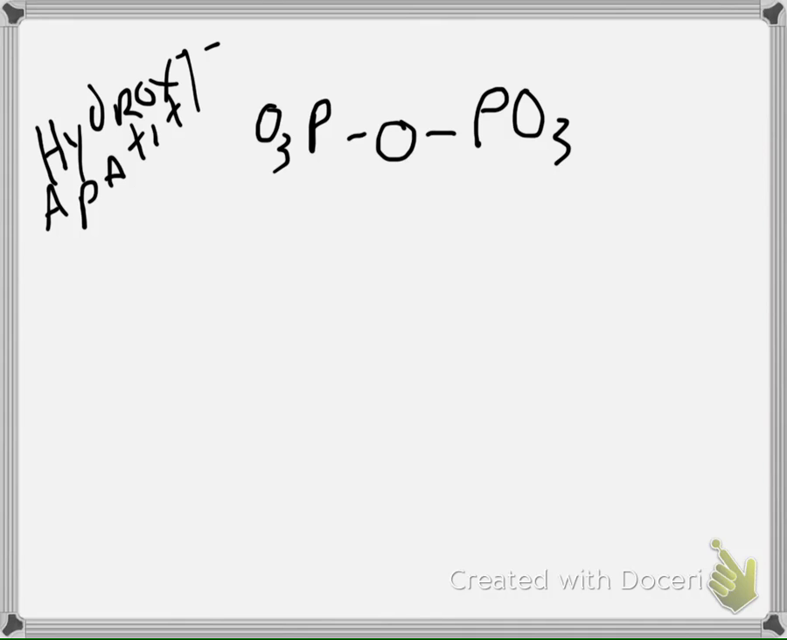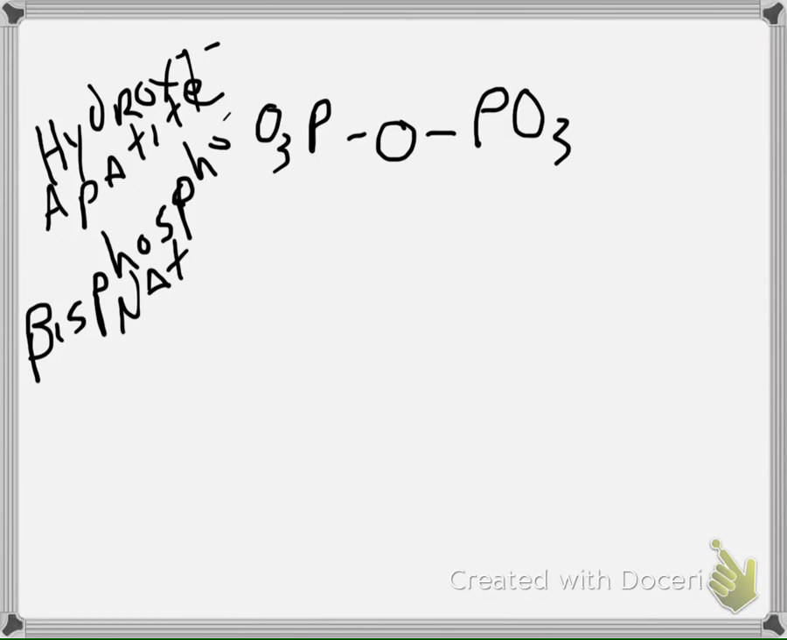Okay, so now hydroxyapatite is the structure of the bone. It's the matrix of the bone, so it has phosphates in it, so consequently your bones need phosphates. But the bisphosphonates is a class of drugs, okay, because I'm writing big.